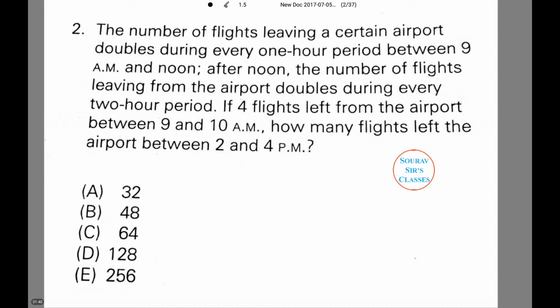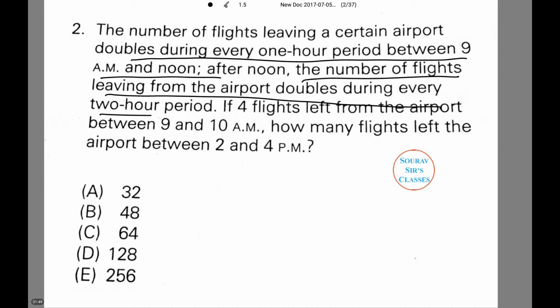The number of flights leaving a certain airport doubles during every 1 hour period between 9 am and noon. After noon, the number of flights leaving from the airport doubles every 2-hour period. If 4 flights left from the airport between 9 and 10 am, how many flights left the airport between 2 and 4 pm? Rather than rely on the high school style exponential growth formulas, let's just count this one out. Although that method is okay, it takes lots of time.